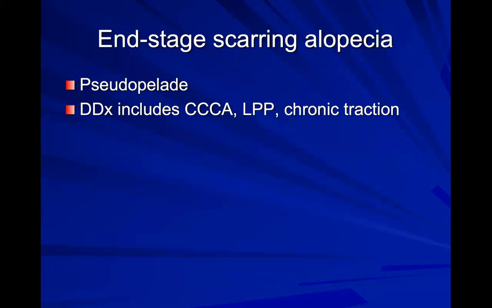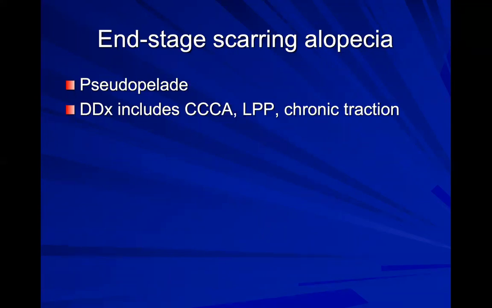Now, how does CCCA and chronic traction look different? Well, they have some inflammation, but they don't have such patterned inflammation like you see with LPP and DLE. You might see some nonspecific perivascular and perifollicular lymphocytic infiltrate, but not necessarily lichenoid. And mostly you'll just eventually get fibrosis or lose the follicle.